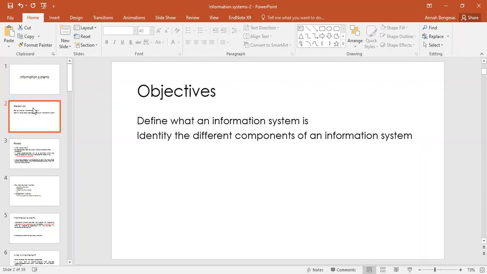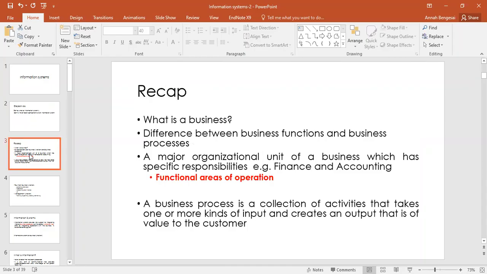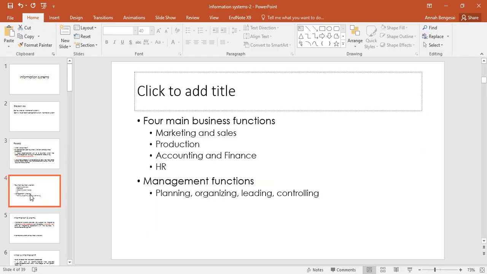So what is the objective of this lesson? By the end of the lecture, you must be in a position to define what an information system is, as well as identify the different components of an information system. I'm not going to go through the recap of what we covered last week as I did in the lecture, for the simple reason that the video might be too long if I do that.